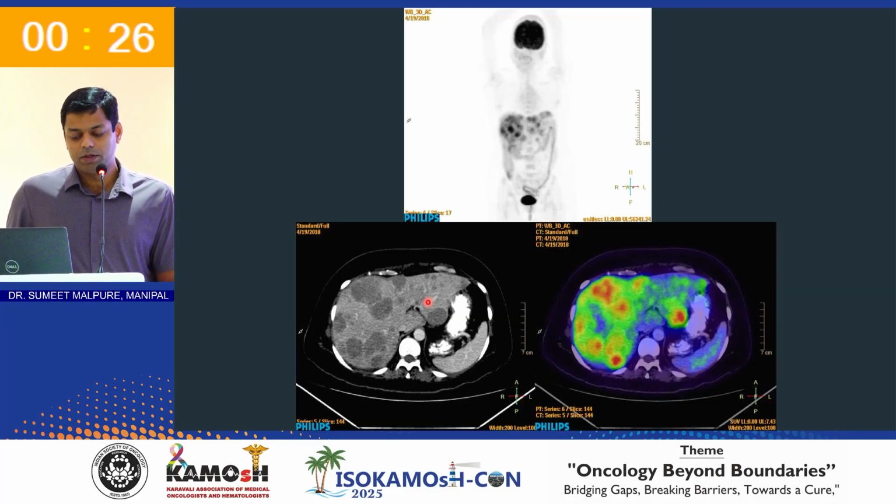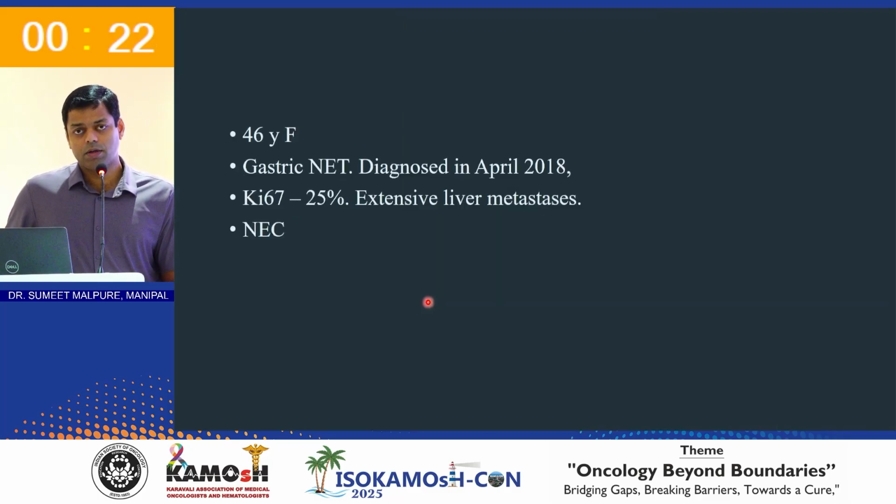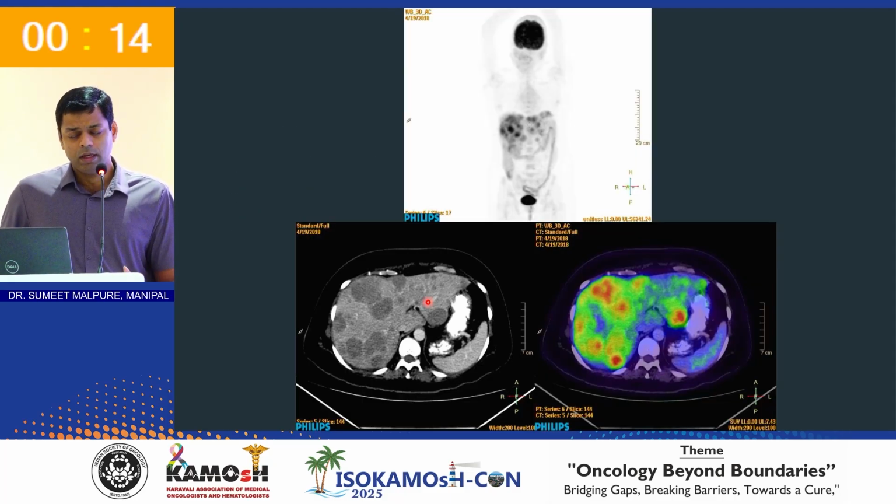Another patient, a 46-year-old female, presented with multiple liver metastasis, Ki-67 index 25%, neuroendocrine carcinoma category. They did an FDG PET. How do you know this is an FDG? Just look at the head. If it is bright, then it is an FDG PET scan. You can see most of the lesions are FDG positive.